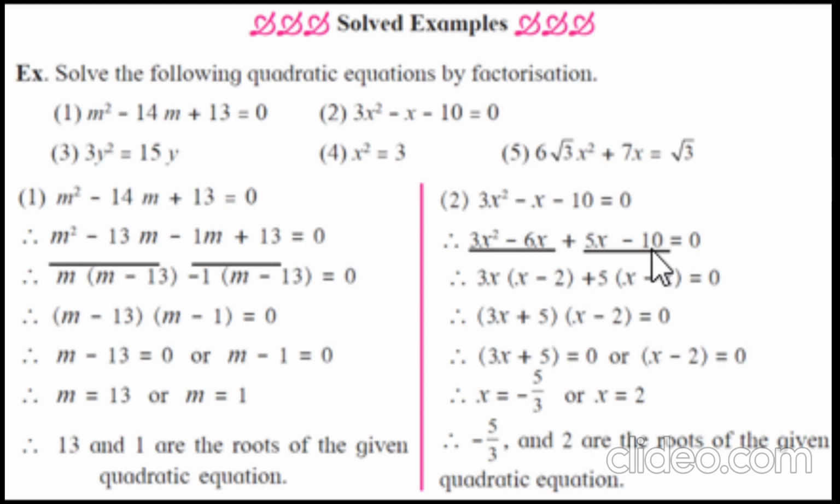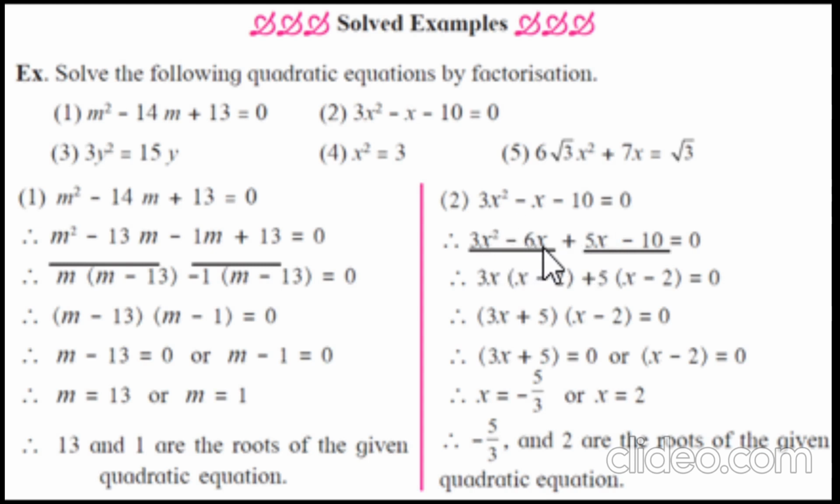Question number 2. 3x square minus x minus 10 is equal to 0. Here a is 3 and c is minus 10. So a into c is minus 30. And the factors are 6 and 5, 6 fives are 30. The sign of 6 is negative because here we want negative 1, and the sign of 5 is positive. If here it is plus, then the signs would be reversed. So instead of minus x we have written minus 6x plus 5x.